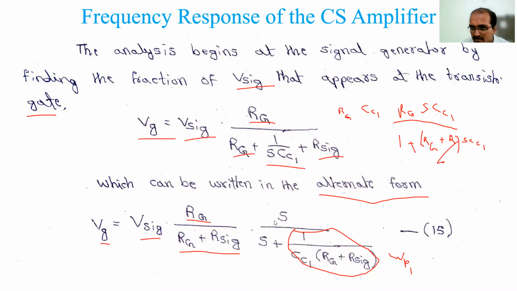CC1 cancels out. S remains there. Then here S remains, RG plus R signal CC1 is there. S remains, that I will write first. Plus here 1 was there, 1 divided by RG plus R signal into CC1. Okay, so this is how the equation is modified.